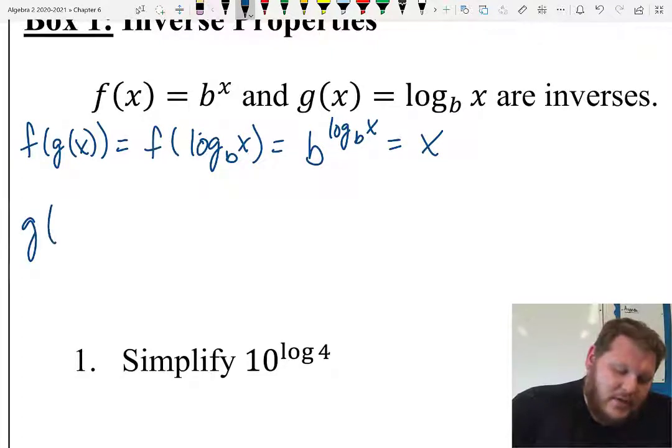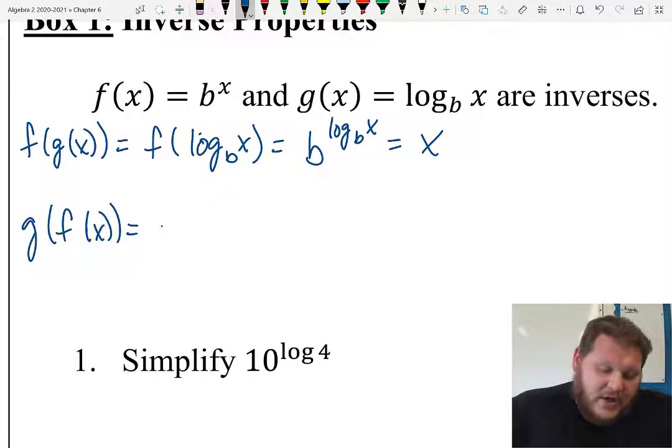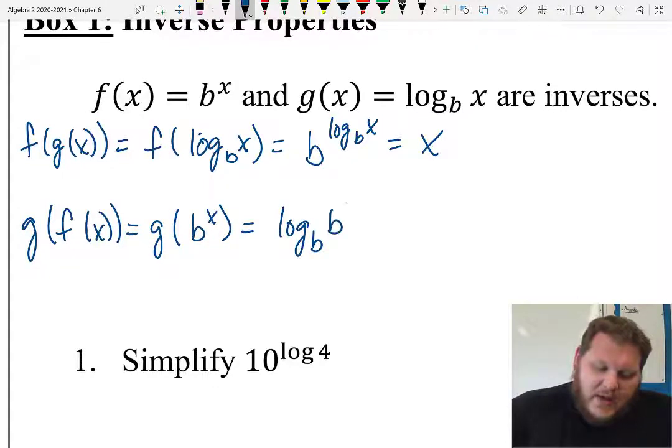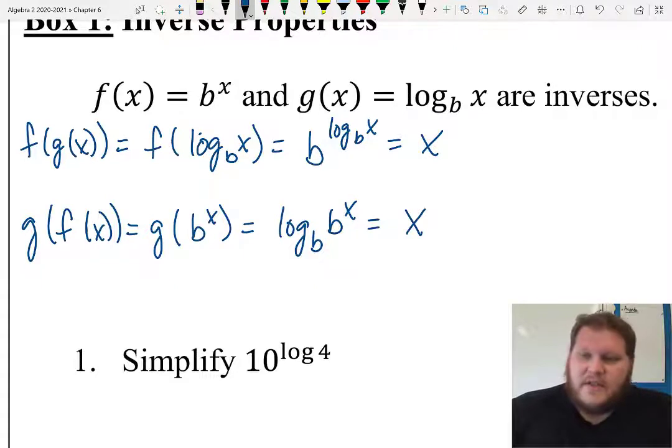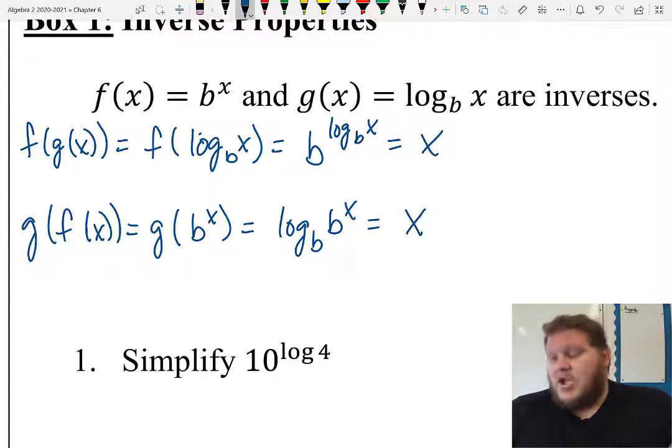If I do it the other direction, g of f of x, because they are inverses of each other, not just one being the inverse of the other, that means they have to undo each other. So f here is b to the x power. When I put that into g, log base b of b to the x power gives us x. I'm telling you that they're inverses of each other, we're starting with that as our definition. Using my definition of inverses, we get to see this conclusion.